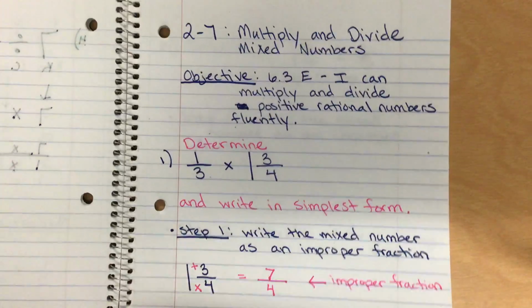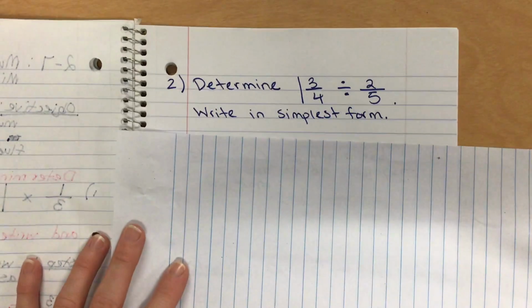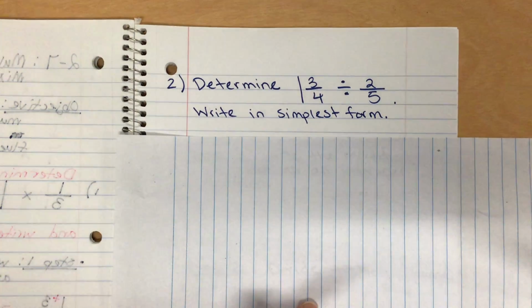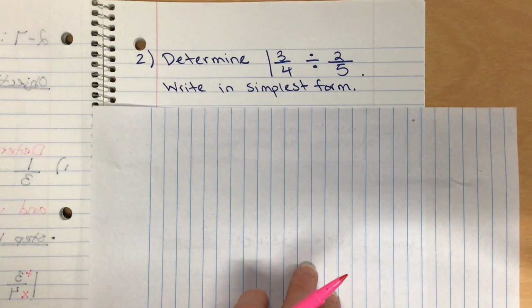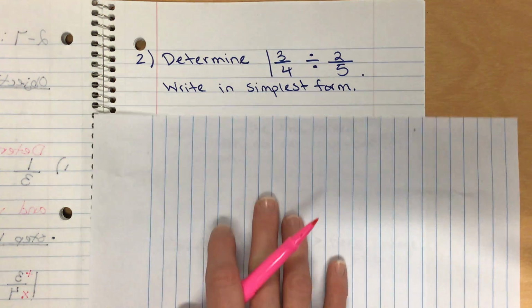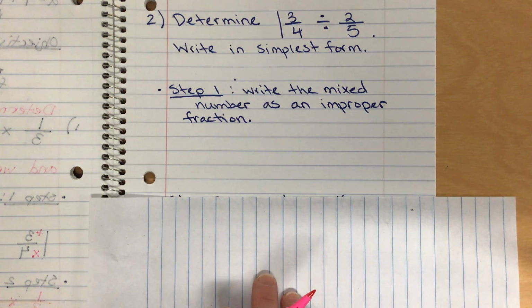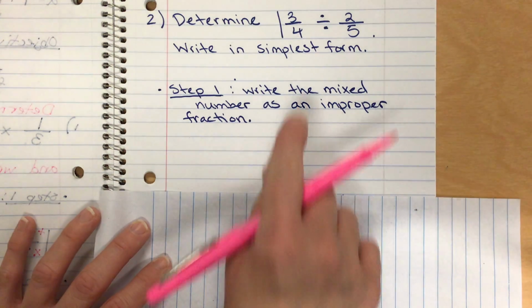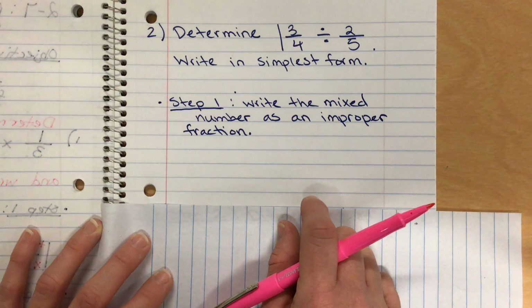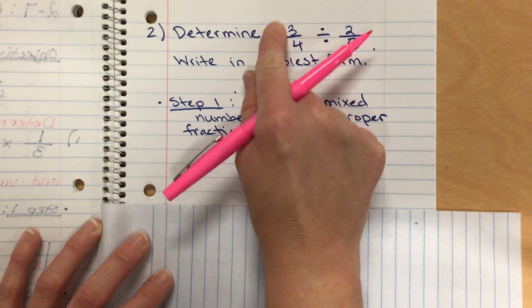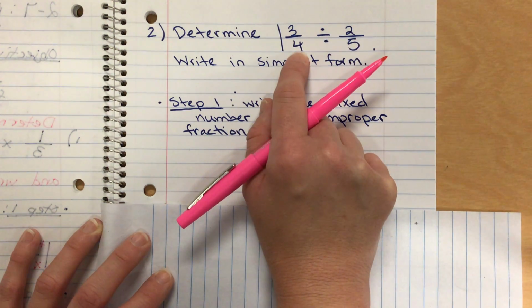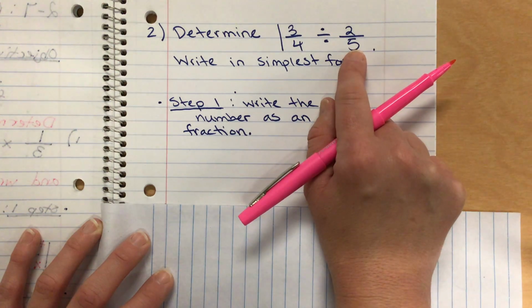Okay. Number 2. Determine 1 3/4 divided by 2/5 and write in simplest form. So our first step is to write our mixed number as an improper fraction. Which factor has a whole number part and a fractional part? It would be the first factor. I have a whole number part and a fractional part. Our second factor is only a fraction.